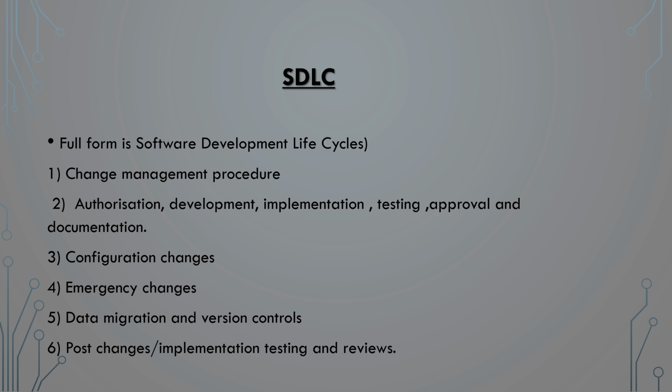Next is data migration and version controls. It means if the client has requested to migrate the data, then certain impact may happen, and during this period we have to ensure that if we are switching the data from one phase to another phase, the change should be raised. And apart from this, if we are switching the version of the software and going to a higher version, then that higher version should first be tested in the UAT environment, and a change ticket should be raised and shared with the higher management.